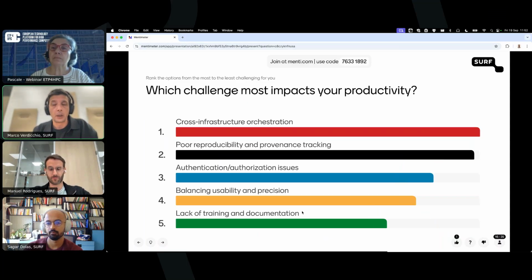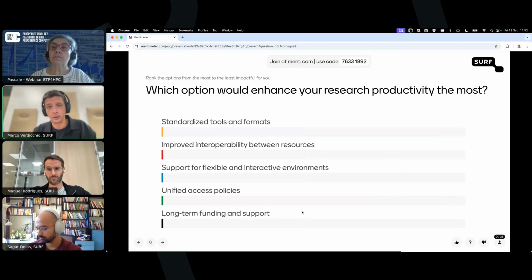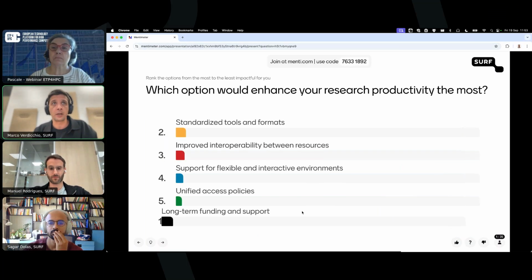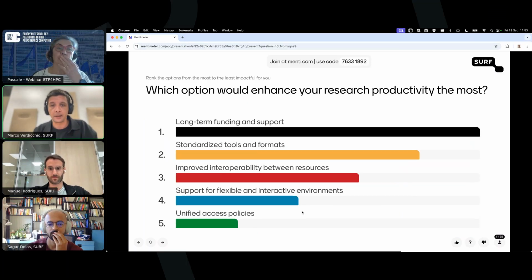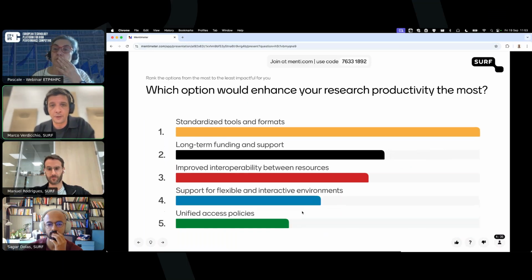Okay. Then similarly, on the ranking system, we would like to check with you, what do you think is the option, between the ones that we provide here, that would enhance your research productivity the most? So these should be some sort of towards an idea of a recommendation. What would be the options here that you see that can help you the most in your daily research work?